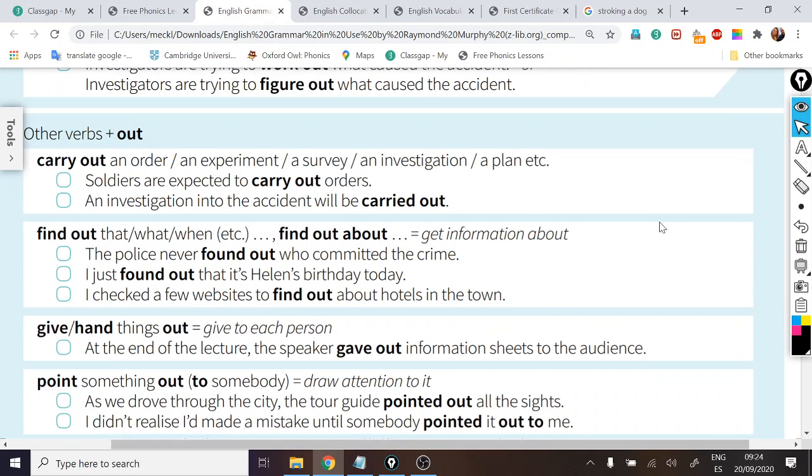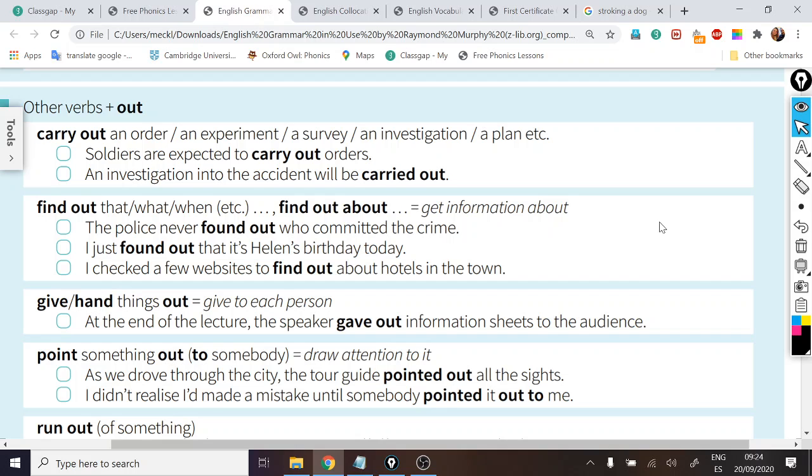Now, find out, it just means to know about something or to get to know something. So you can find out the truth, okay? You can find out the truth about a crime, for example. Yeah. We also have carry out. So carry out means to do something until the end. So you can carry out a plan, you can carry out an investigation, you can carry out orders, okay?